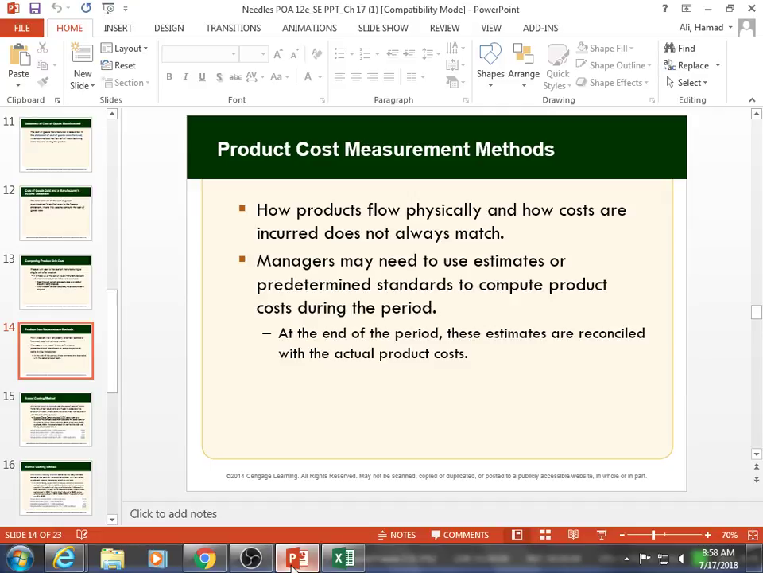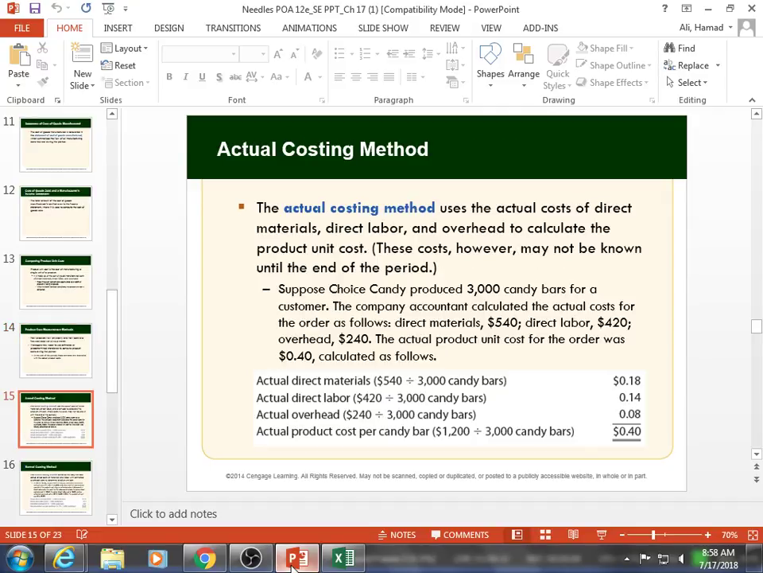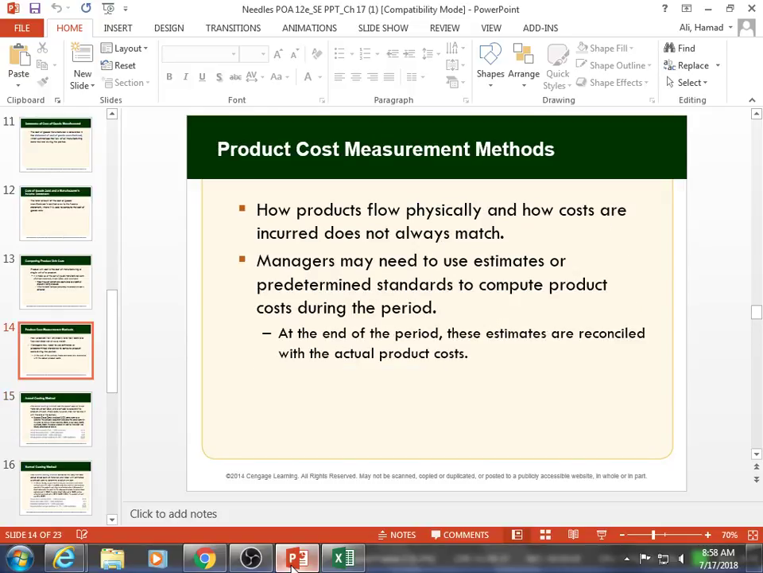So what are the methods of measuring costs? Okay, the product cost measurement methods. Product cost, and how do we come up with a cost? What kind of methods do we use to come up with product cost? There are three methods.